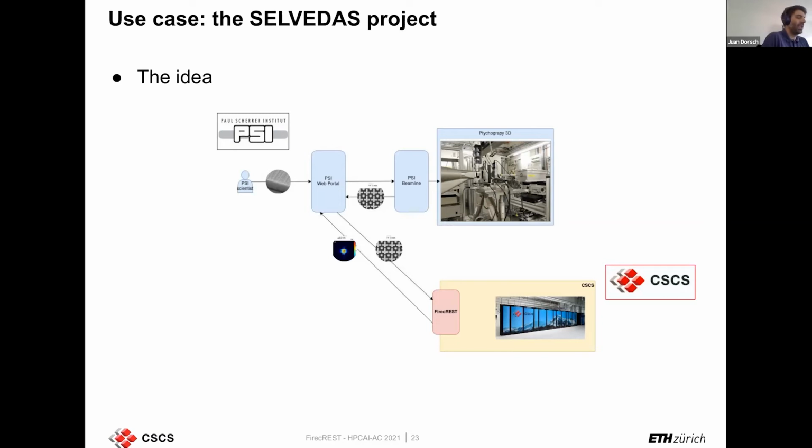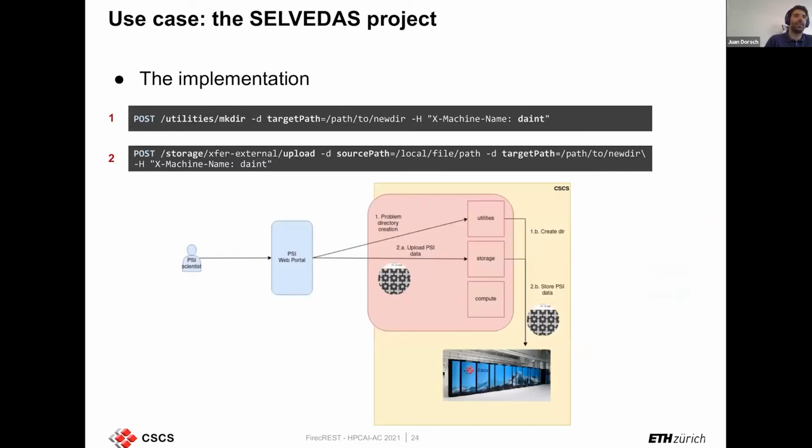So this looks pretty easy to do, but of course the high-level workflow is a little more complicated. What we did on SELVEDAS was decouple the problem in steps. First of all, all the steps are related to FireREST calls, of course. So the PSI portal will be programmed in a way that these steps are delivered sequentially.